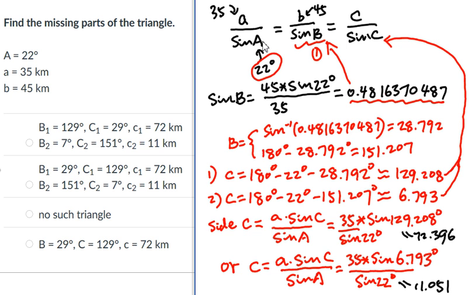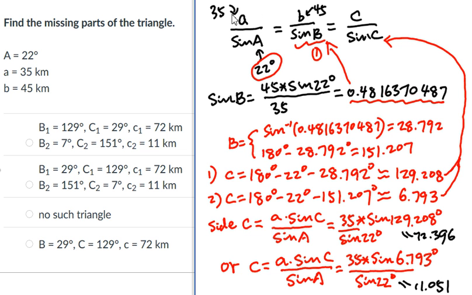A is 22 degrees, so you leave it here. Side A is 35. Side B is 45. We then can find sine B right away by cross multiplication. That's sine A times b divided by length a. That will be sine B is 45 times sine 22 degrees divided by 35.